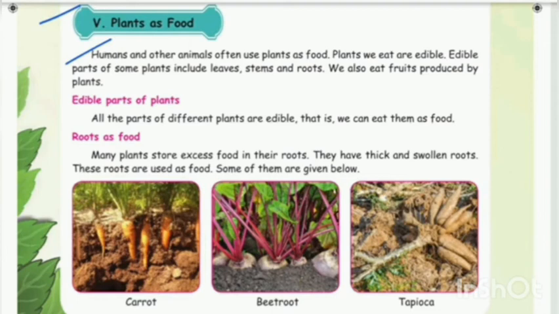Roots as food. Many plants store excess food in their roots. They have thick and swollen roots. These roots are used as food. Some examples are given below: carrot, beetroot, tapioca. These are the roots as food.